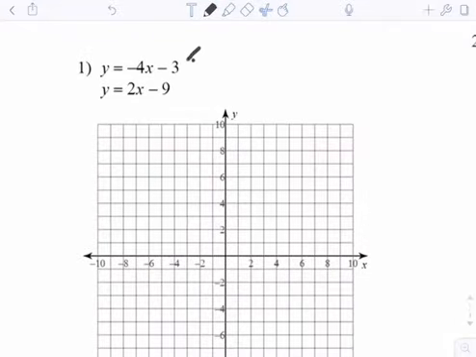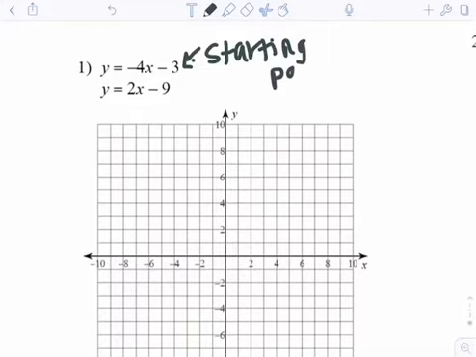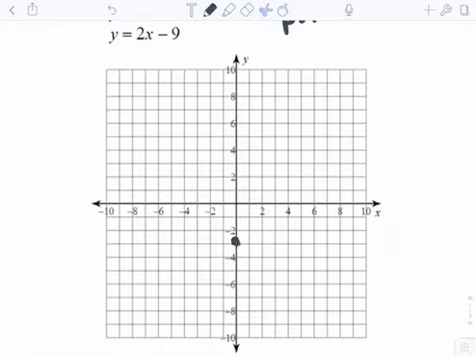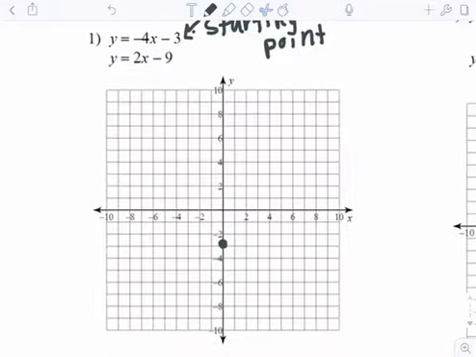Remember, this is my starting point, right? That's my y-intercept. So on the y-axis, I'm going to plot negative 3. Remember, we start on the y-axis, not the x. A lot of us forget that. Okay, and then you have to count your slope. So I'm going to go up 4, and then to the left 1 to keep it negative, right? Because it's negative 4 over 1 or 4 over negative 1. It's the same thing. So up 4, 1, 2, 3, 4, to the left 1. I could also do the opposite: 1, 2, 3, 4, down to the right 1.